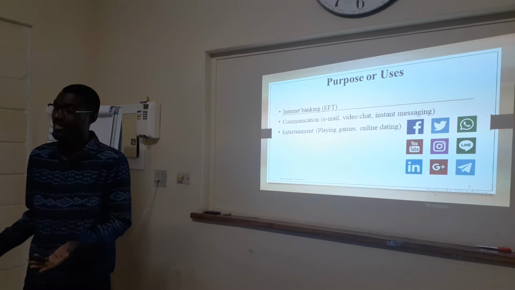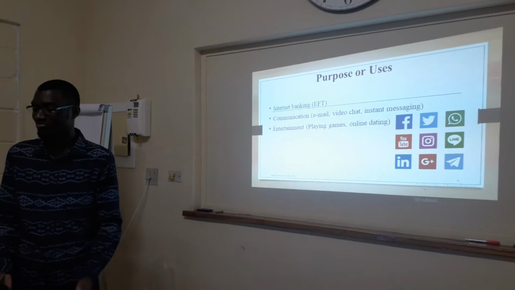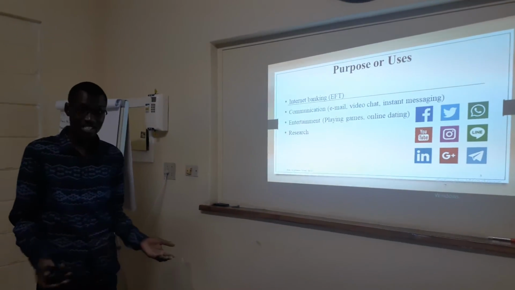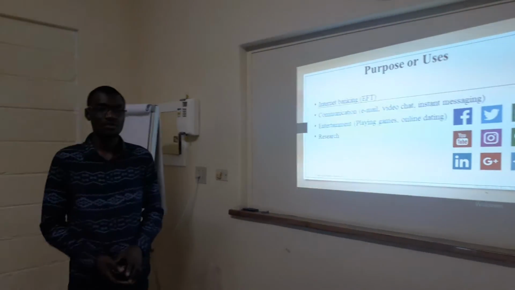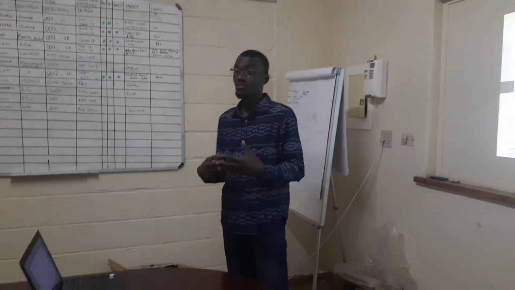Entertainment: you can play games online. Some even use it for online dating. Okay? Research: you can use the internet to do research. So for instance, if you want to find out about a certain topic, or maybe you want to know how to bake bread, you can just go on internet and search how to bake bread. Internet will provide you with the information, and at the end, if you practice it, of course, you are going to have bread on your table.